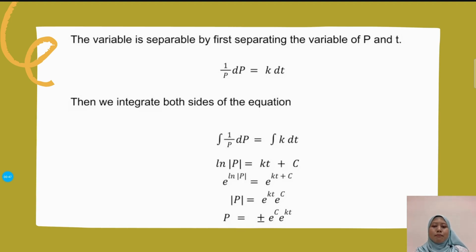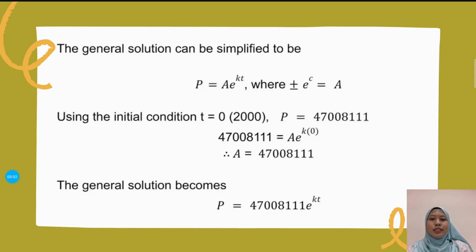So we will get the modulus of P equals e to the power of kt multiplied with e to the power of C. Since we need to remove the modulus, the final answer is P equals plus minus e to the power of C multiplied with e to the power of kt. The general solution can be simplified to P = A e^(kt), where plus minus e^C is equal to A.